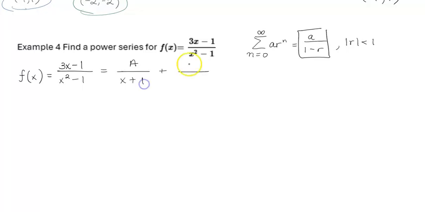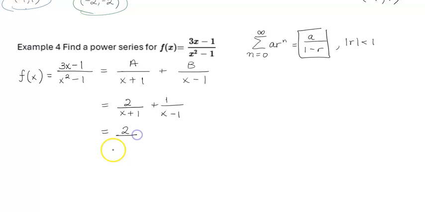The denominator factors into x plus 1, x minus 1, and we should be able to eventually find, I'm not going to go through the algebra of this, that a is 2 and that b is 1. So now we do have this decomposed into partial fractions. I'm going to rearrange the way I write these.